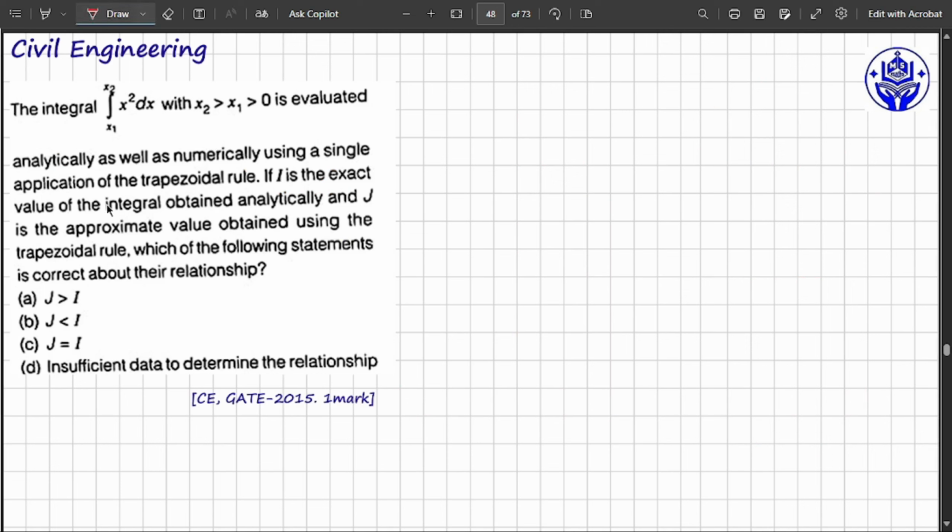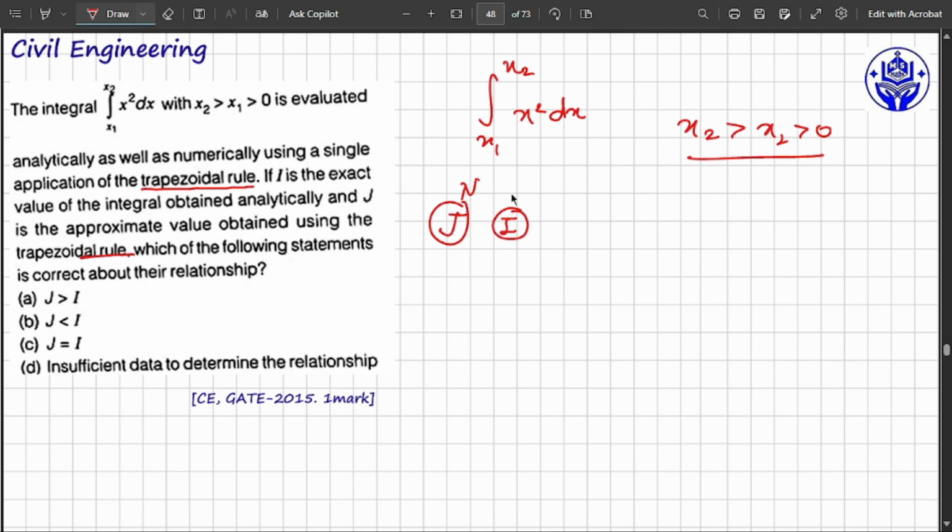Next, here the integral form is something like this. The integral of x^2 dx from x1 to x2, where x2 is greater than x1 is greater than 0, is evaluated analytically as well as numerically, using a single application of the trapezoidal rule. If I is the exact value of the integral obtained analytically and J is the approximate value using the trapezoidal rule, J is the numerical value and I is the theoretical, exact value.